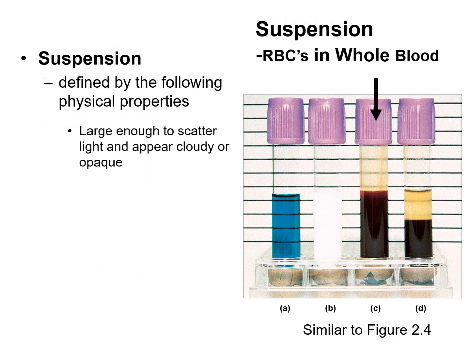And finally, we have suspensions. In suspensions, the particles in the mixture, like colloids, are large enough that they scatter light, so the mixture appears cloudy or opaque. But now the particles are so large that they will separate out over time. An example would be, as shown here, whole blood.